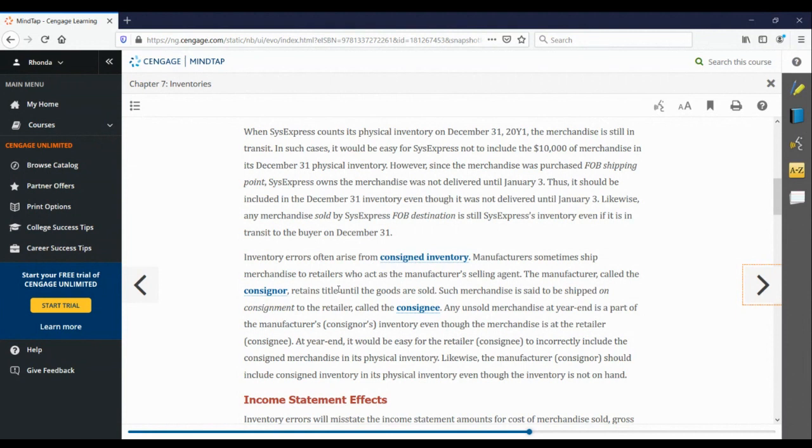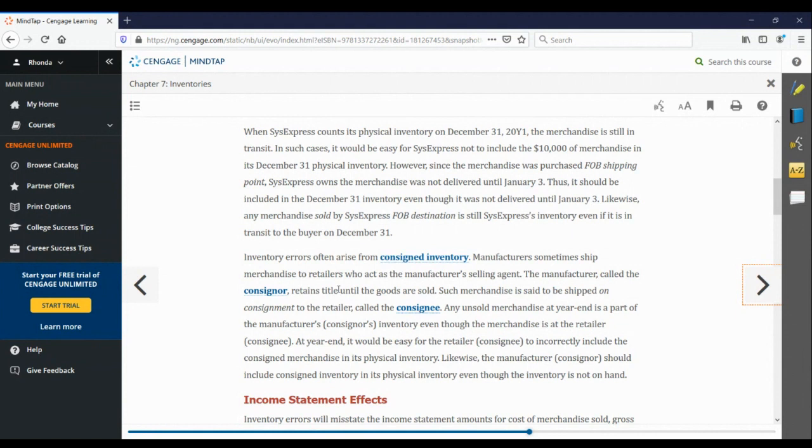And so if it's sitting in another place somewhere else, we might leave that accidentally off of our inventory count. So we have to be sure at the end of the period when we're counting our inventory that we take into consideration if we have any inventory somewhere else that's being sold for us.